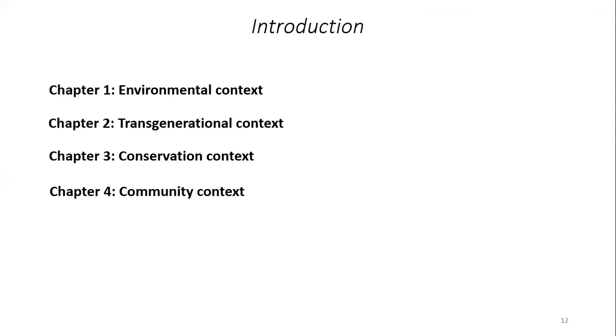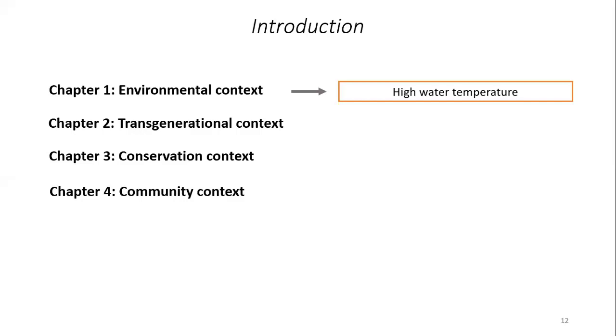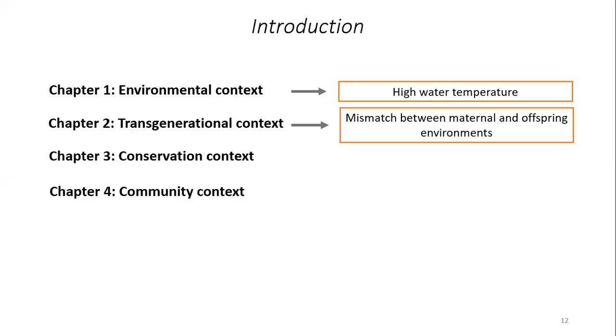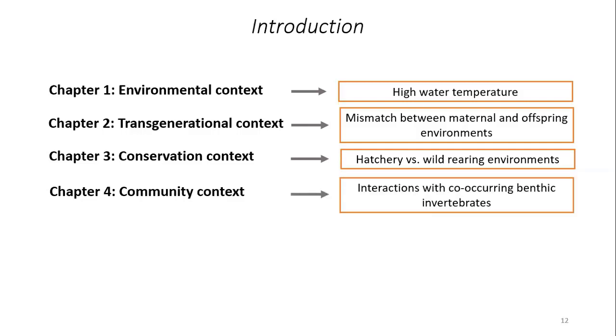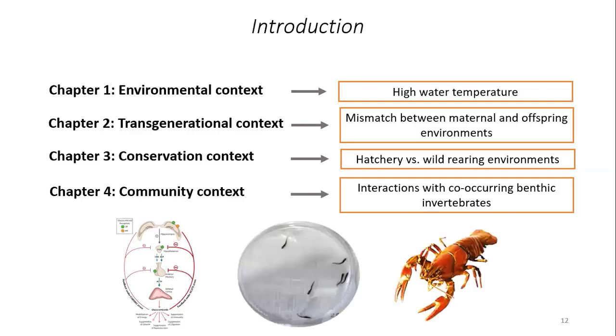As I mentioned at the beginning, it's important to study stress within relevant ecological contexts. In my dissertation, I looked at 4 specific contexts. For chapter 1, I looked at the context of the environment under climate change, specifically high water temperature. For chapter 2, I looked at transgenerational context, specifically a match or a mismatch between maternal and offspring environments. For chapter 3, I looked at conservation context, specifically asking whether the hatchery environment itself could potentially be a source of stress. And for chapter 4, I looked at the context of ecological community, specifically interactions with the benthic invertebrates that share spawning habitat with sturgeon. For all of these, I primarily focused on cortisol and HPI axis function, behavior, and predation.